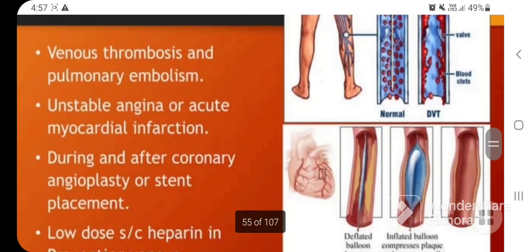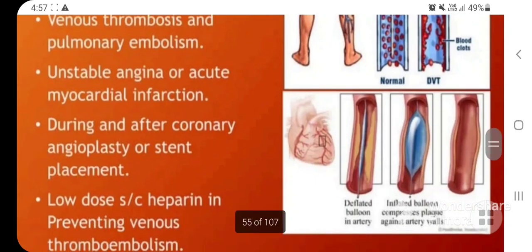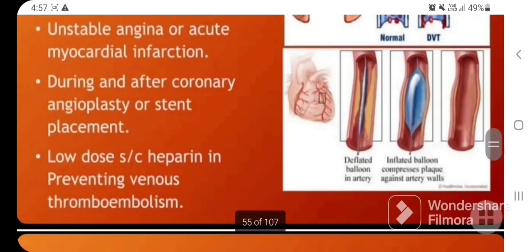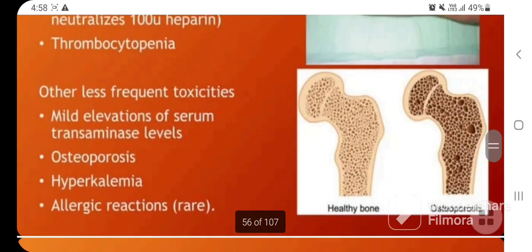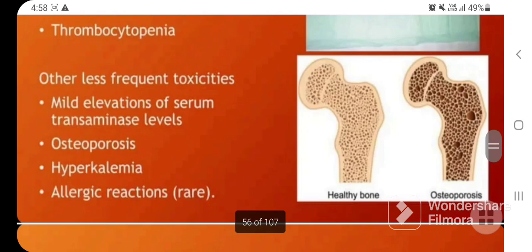Clinical uses: venous thrombosis and pulmonary embolism, unstable angina or acute myocardial infarction, during and after coronary angioplasty or stent placement. When stents are placed in the heart, at that time also we give the anticoagulant heparin. Low dose heparin is used in preventing venous thromboembolism. Adverse effect is bleeding, which is one of the common ones here. One more very simple side effect is a mild elevation of the serum level. Osteoporosis is another one.